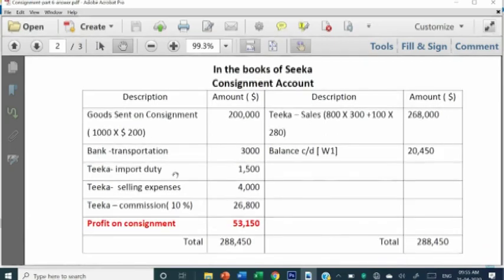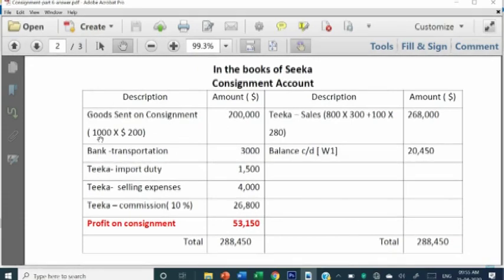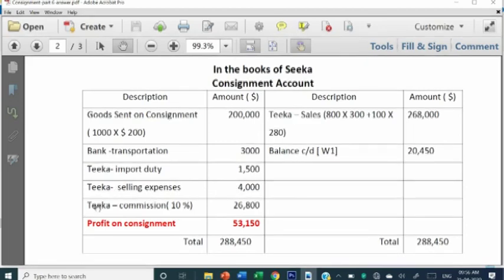Simple format that we follow: debit all expenses and losses, credit all incomes and gains, including value of unsold inventory. First is goods sent on consignment, 1000 units. Electrical appliances were sent at the rate of 200. It is 200,000. Consignor's expense, transportation 3000. Consignee's expense, import duty 1500. Consignee's expense, selling expense 4000.